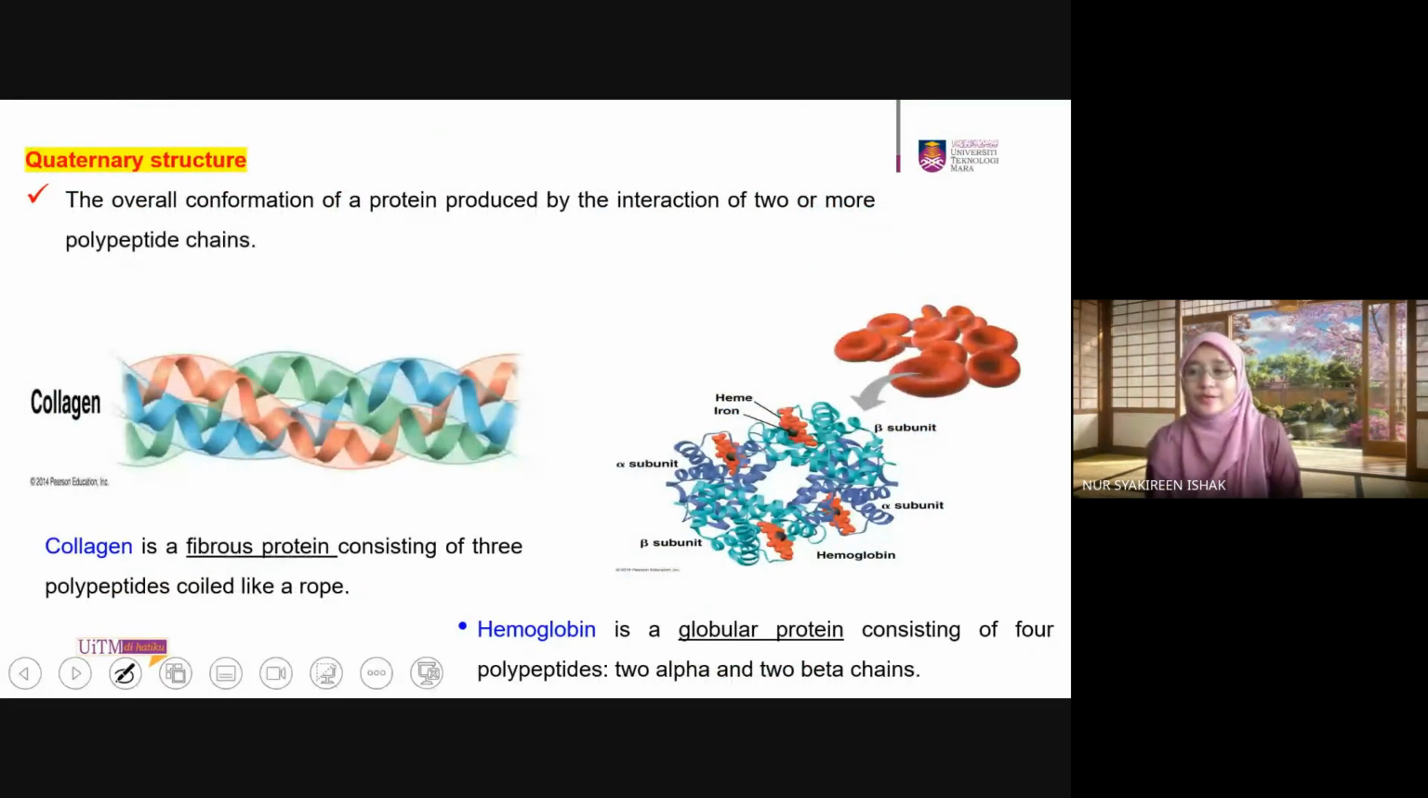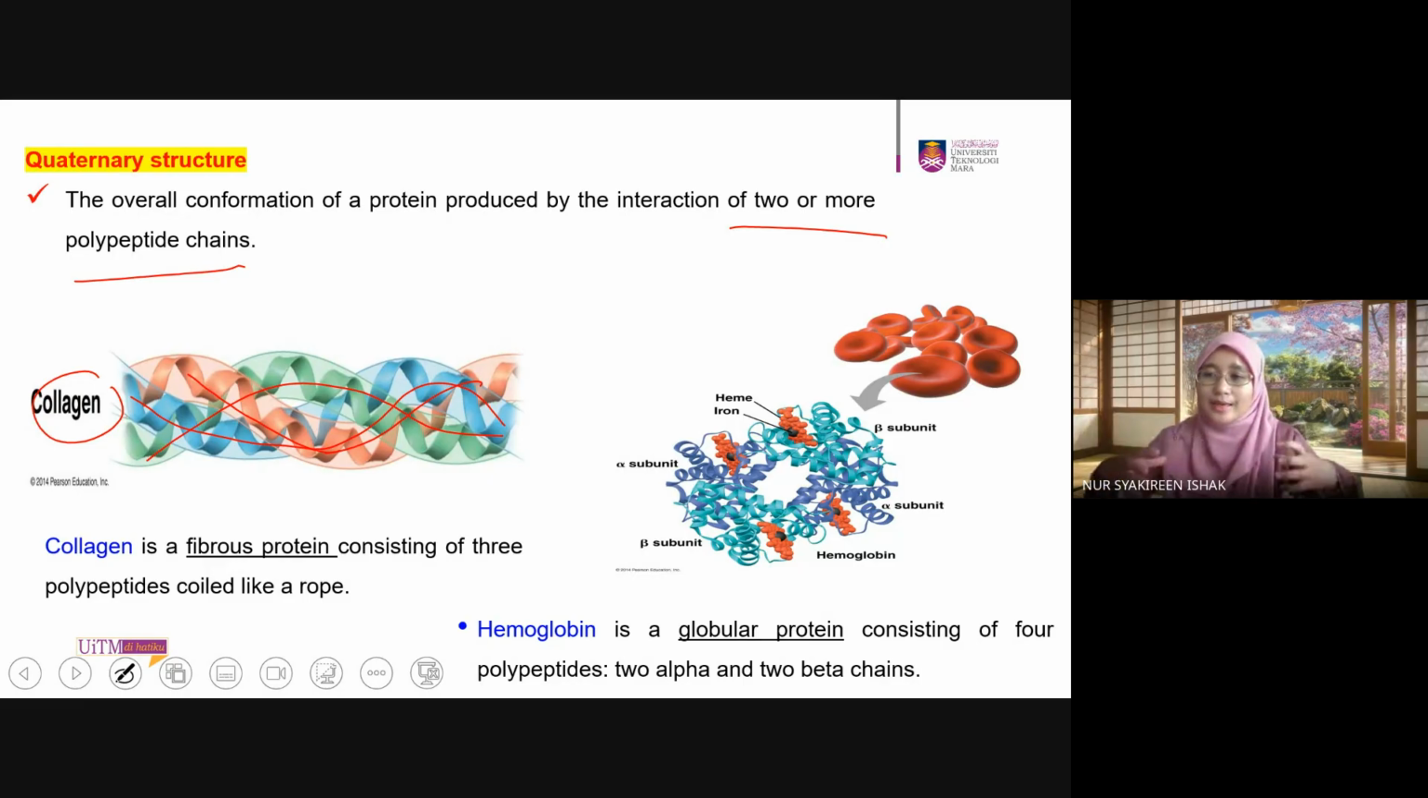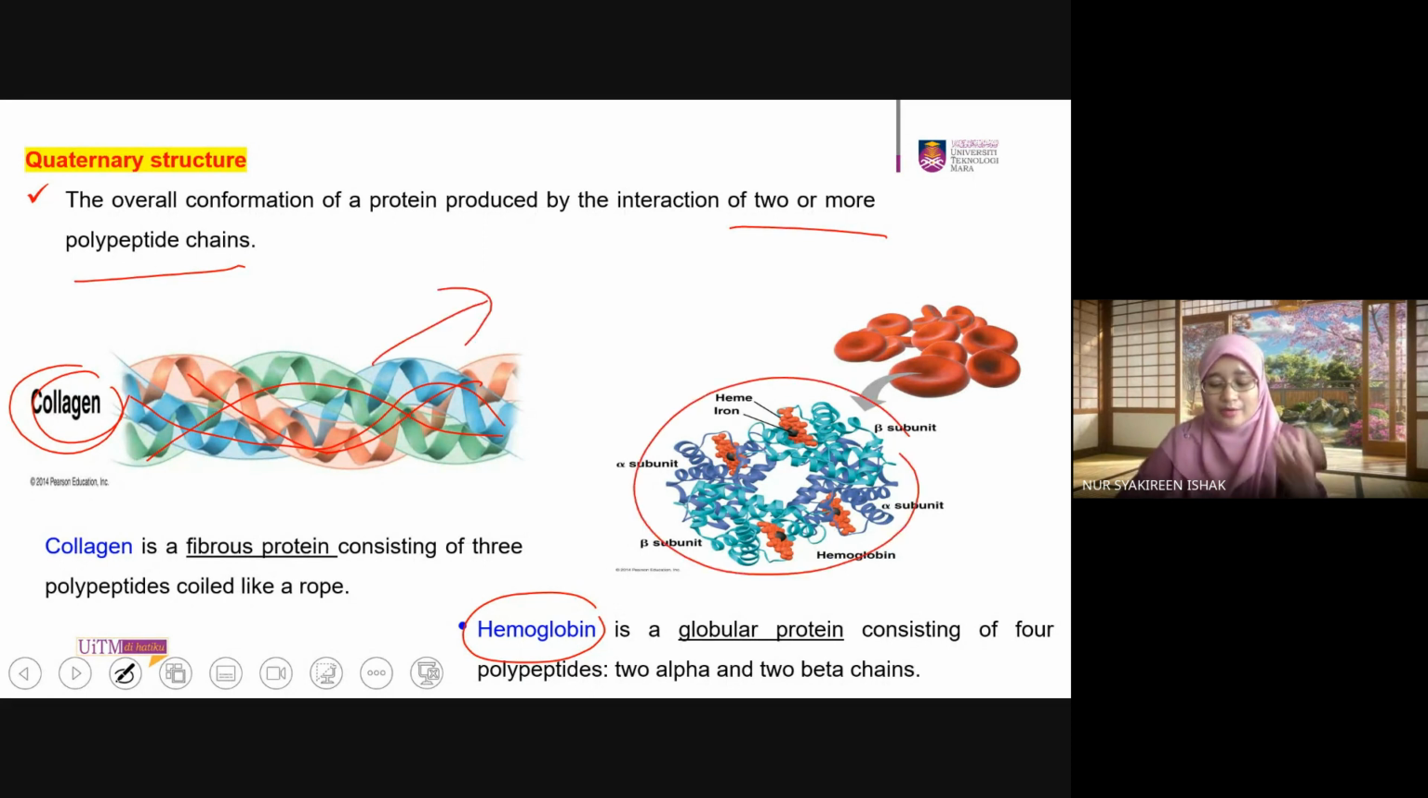So the next one is quaternary structure. So for this one, the overall conformation of a protein produced by the interaction of two or more polypeptide chain. Keyword here is two or more polypeptide chain. So collagen, we have satu yang biru, satu lagi yang merah, satu lagi yang hijau. 3 chains of polypeptide that are interacting to form collagen. And the other one given here is hemoglobin. Hemoglobin is globular protein, yang ni globular, yang ini fibrous protein. Okay, fibrous protein.